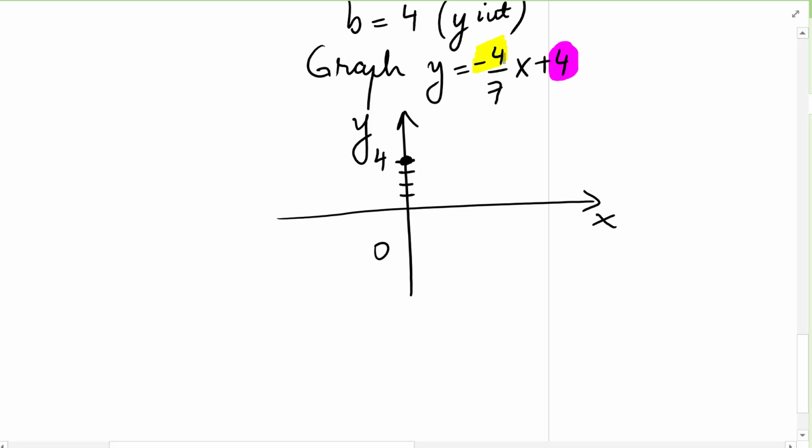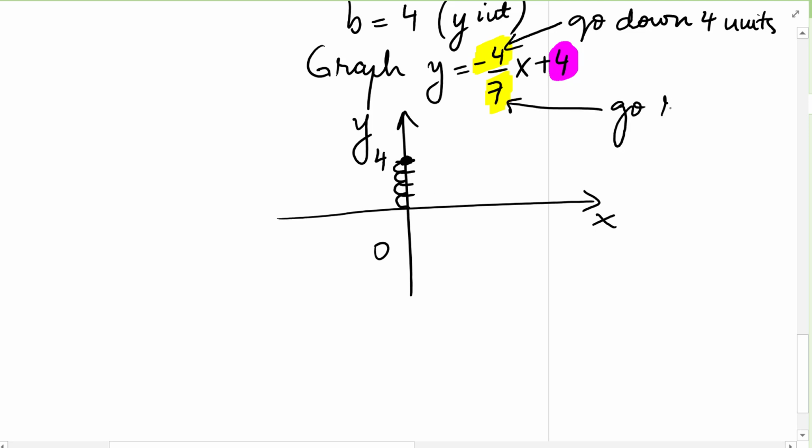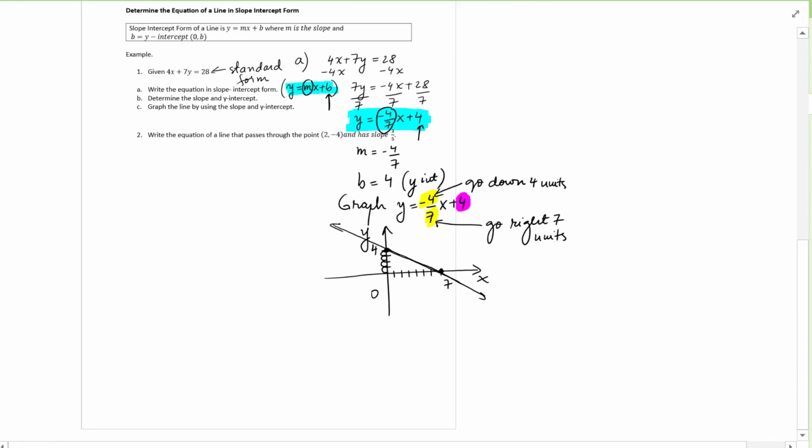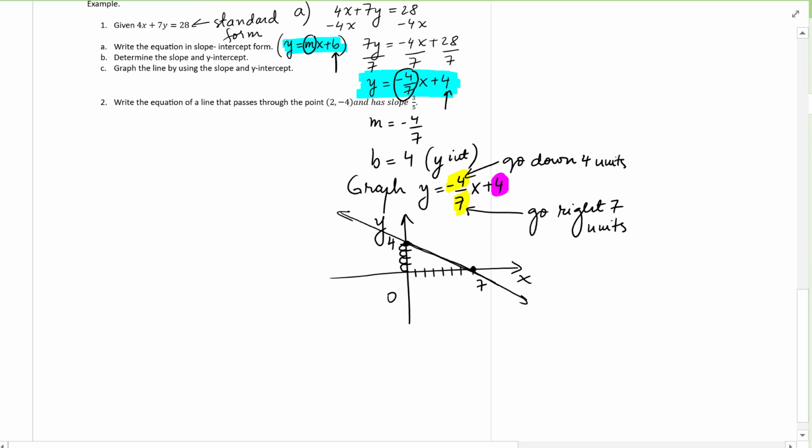Then we are going to use the slope, which is rise over run, right? So this means go down 4 units. From this point 4, we go down 4 units: 1, 2, 3, 4. So we end up here. And this 7 says go right 7 units. So I go 1, 2, 3, 4, 5, 6, 7, and we bubble this. When we connect these 2 points, we found the line, and it's passing through this one. The original equation, 4x plus 7y equals 28, we made the graph.